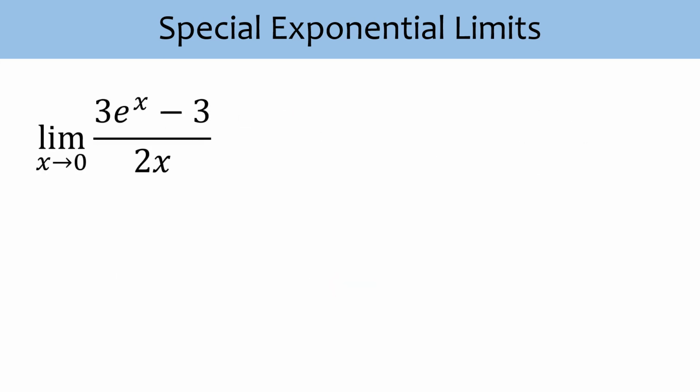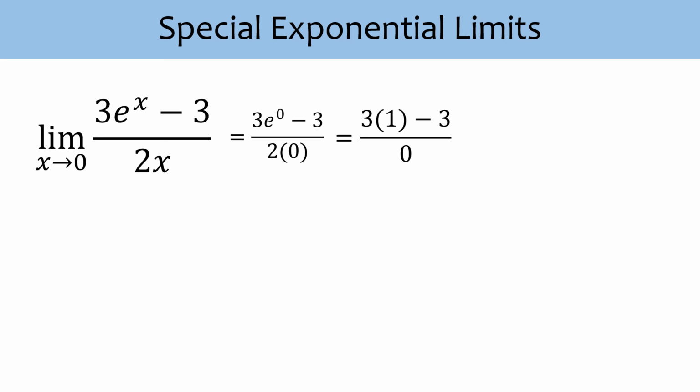Right, so let's have a quick recap here. What if, for example, we have the limit of 3 e to the x minus 3 all over 2x? We might instinctively go ahead and evaluate right away, but what happens is that it becomes indeterminate still. So therefore, you shouldn't go for that.